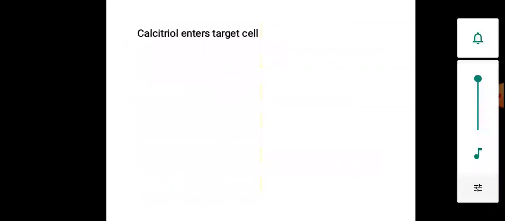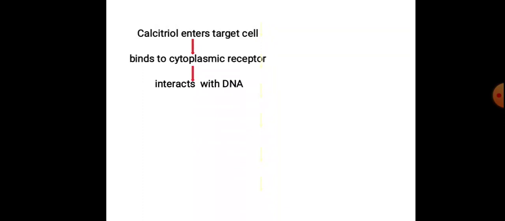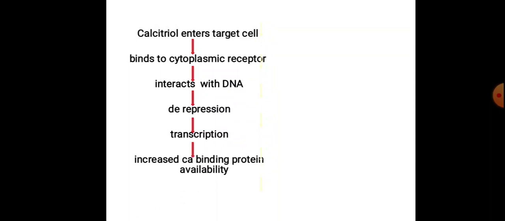The calcitriol enters the target cells and binds to the cytoplasmic receptors and interacts with the DNA, and it causes de-repression, and thus transcription occurs, and transcription of a specific protein results, and this causes increased calcium binding protein availability, and thus calcium absorption is increased. This is how calcium absorption is increased.